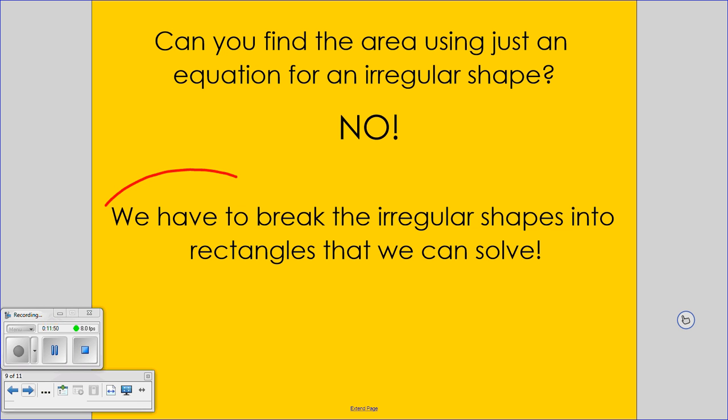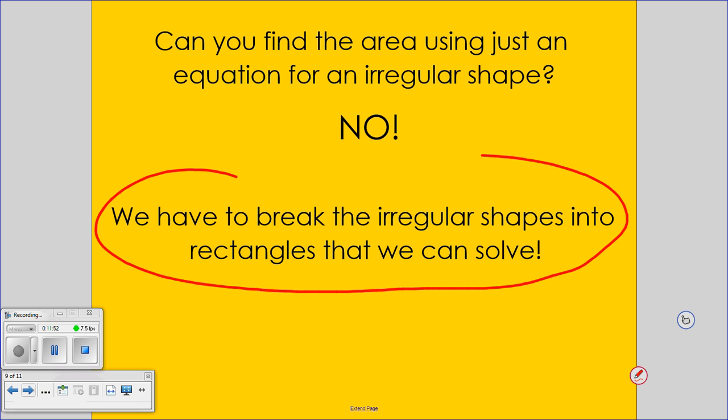This is so important. You have to know to break it into rectangles, because all of you are masters at areas of rectangles. Use what you know. Make the math work for you. If you know how to do an area of a rectangle, then make a rectangle. It's not that complicated.